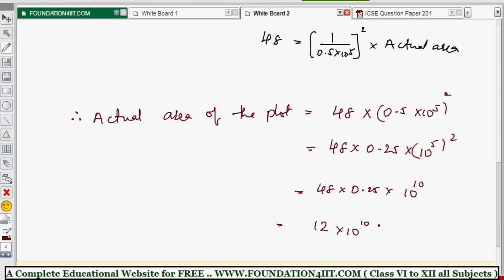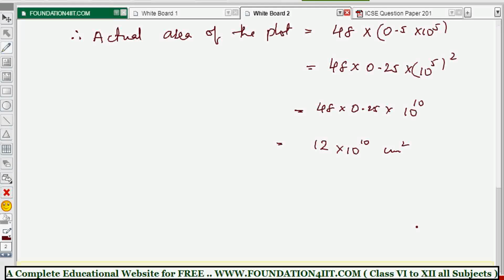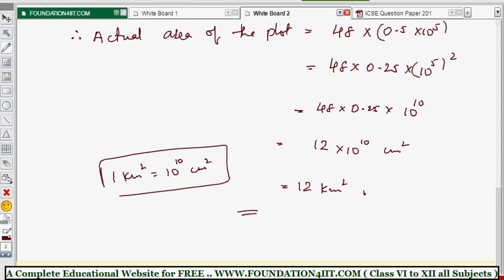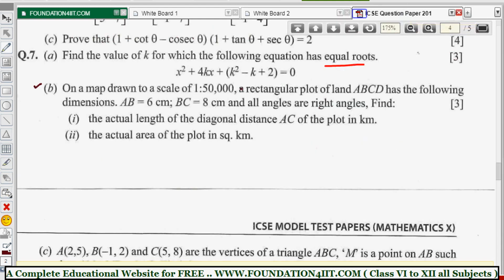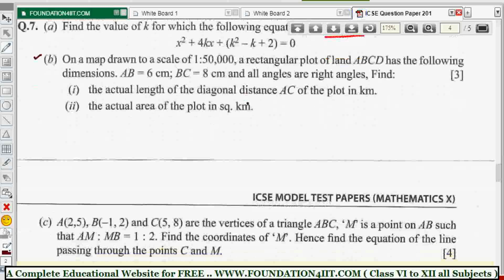This is actually in centimeter squares. To convert into kilometers square, 1 kilometer square is 10 power 10 centimeter square. So that is 12 kilometer squares. Okay, you need to know units. According to that, 1 kilometer square is equal to 10 power 10 centimeter squares. You will apply this. That is 12 square kilometers. That's the answer.